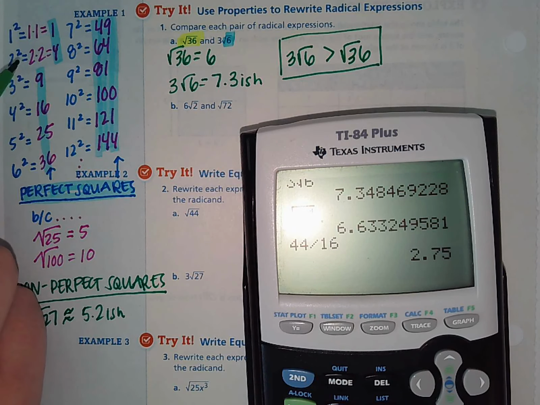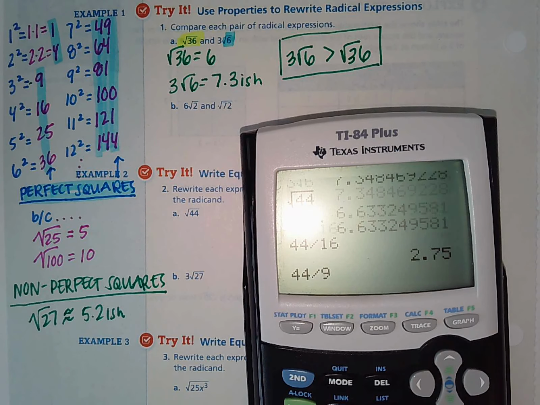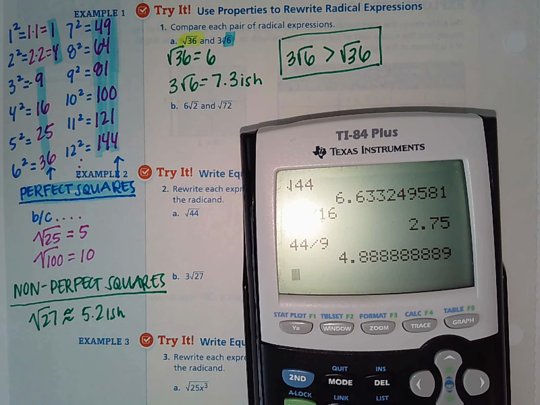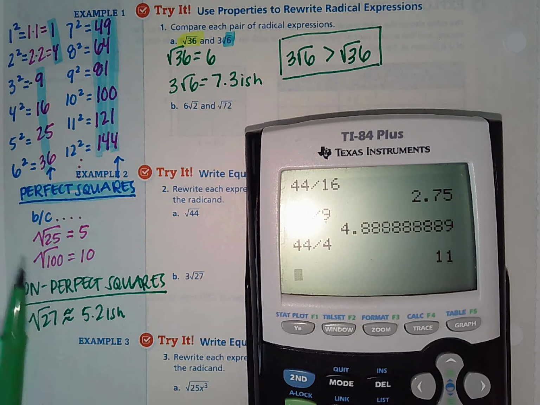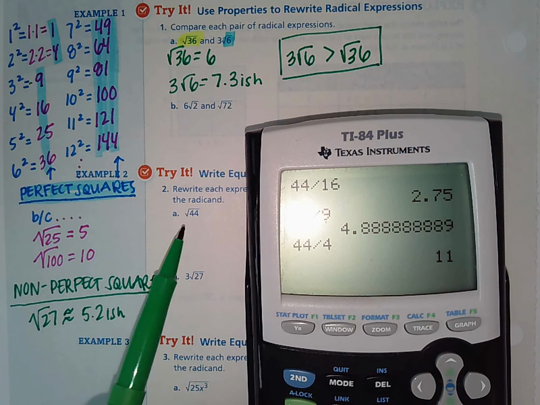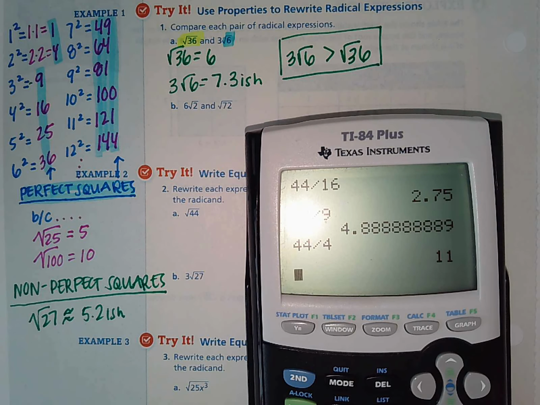So instead of 16, now let's check 9. If we did 44 divided by 9, that equals 4.88888. That is also a crazy decimal. 9 doesn't divide 44 evenly. So now we're going to move up to the next one. We're going to do 4. If I did 44 divided by 4, we can see here that we get a whole number as our answer. So my first step is to find a perfect square factor that divides this number evenly.